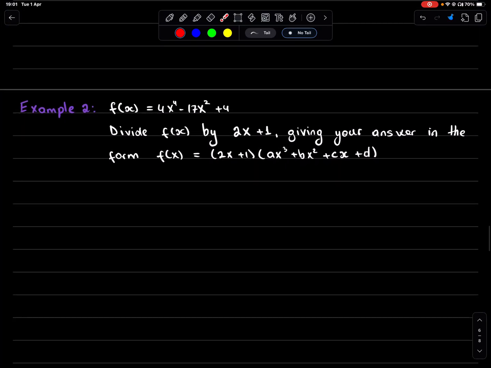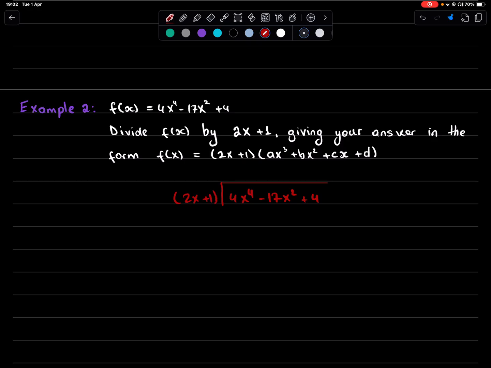This example is a little longer, no, actually, just the same. The previous one, we were asked to divide the polynomial by 2x plus 1, and then we need to write it something like this. We just did it on the top as well. Let's write this expression over here: x to the power of 4 minus 17x squared plus 4, and that's divided by 2x plus 1.